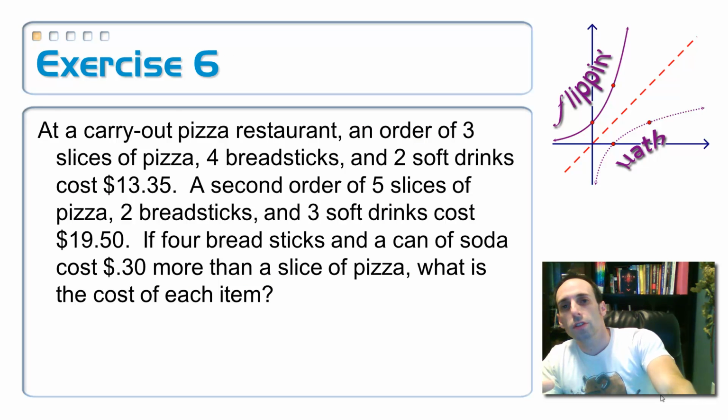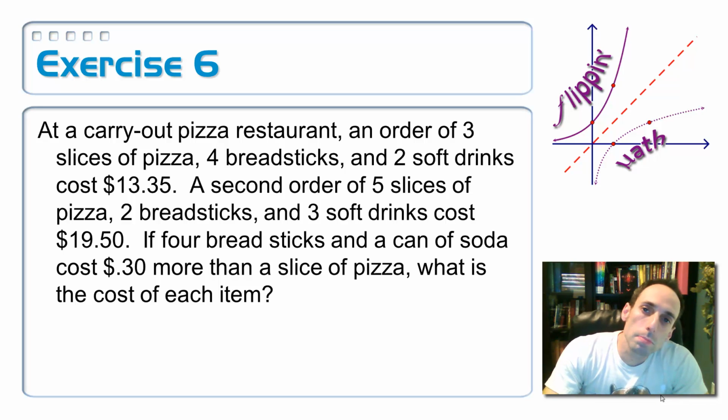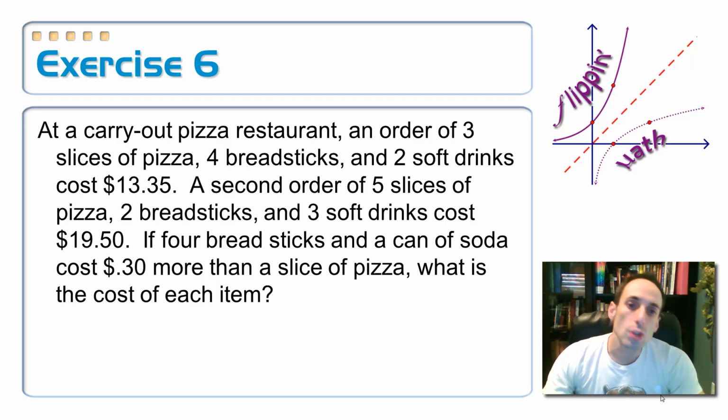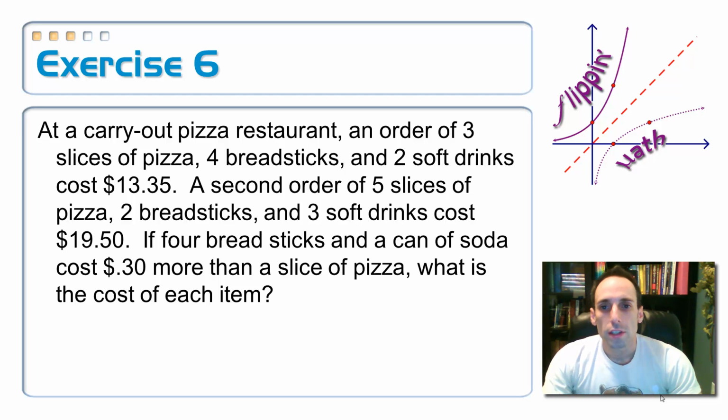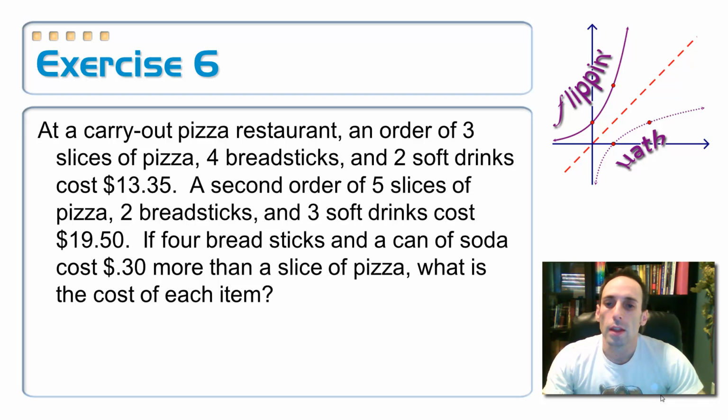Okay, so let's try this word problem out with this substitution method. At a carry-out pizza restaurant, an order of 3 slices of pizza, 4 breadsticks, and 2 soft drinks costs $13.35. Very interesting. A second order of 5 slices of pizza, 2 breadsticks, and 3 soft drinks costs $19.50. If 4 breadsticks and a can of soda cost 30 cents more than a slice of pizza, what's the cost of each item?